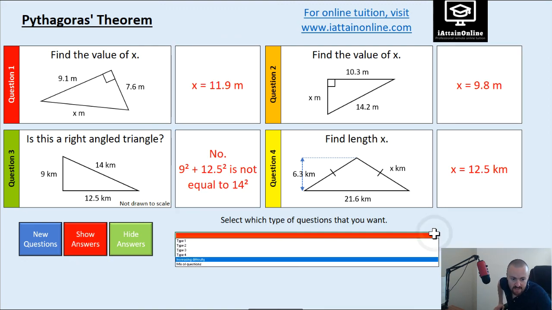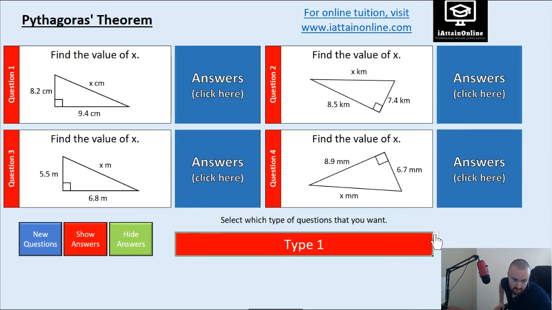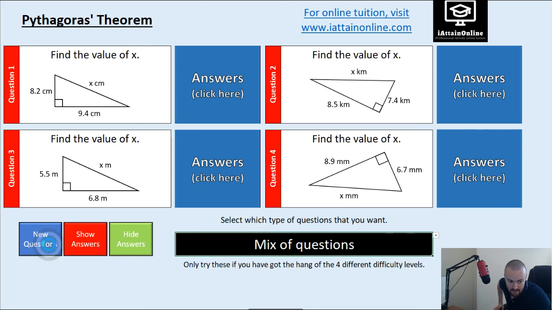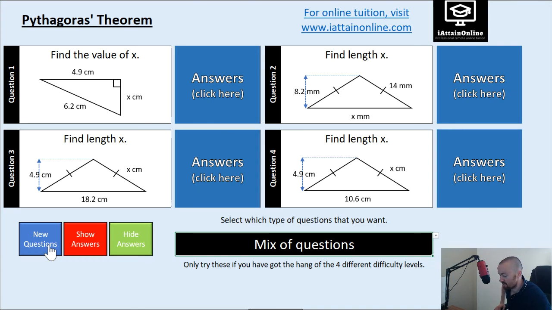If you want to try a particular type of question, you just generate type 1, type 2, type 3, type 4. And when you've got the hang of all of them, you can try a mixture of them where I don't tell you what kind of question it is, and that will just help you practice and develop some confidence with Pythagoras and using his theorem.